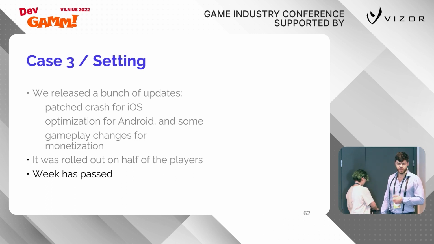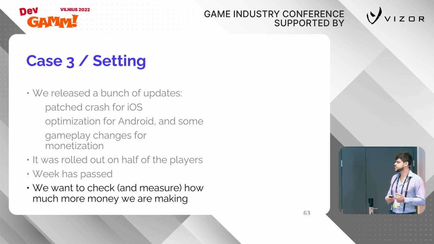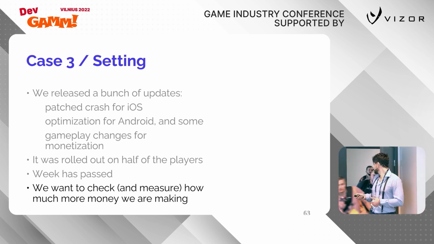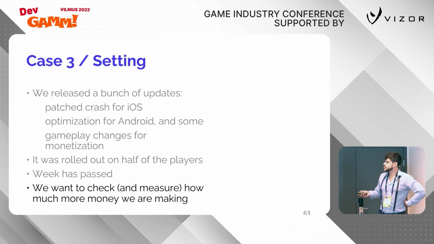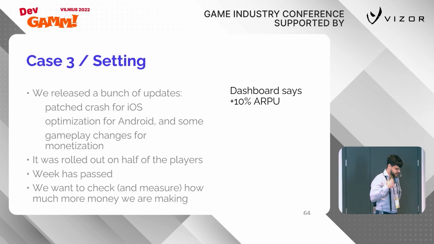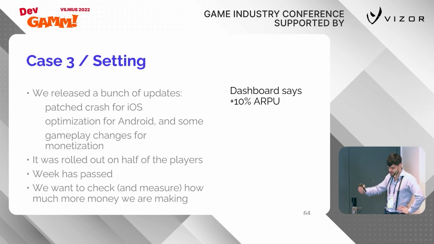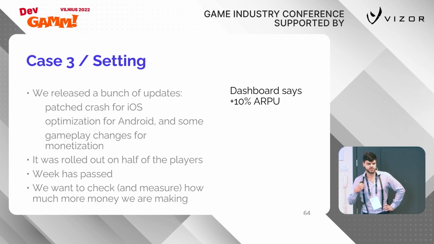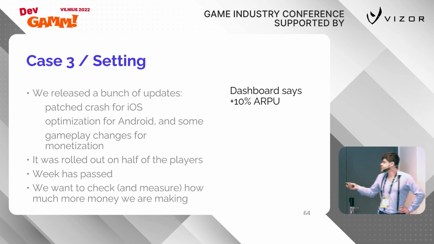And 1 week has passed, and now we have a question whether these gameplay changes, for example, are actually giving us more money, and what should we do about it? We have an update. We have introduced some changes. We have run an A/B test. A week has passed. Now we have to decide what to do, and the typical solution is to look at the dashboard.